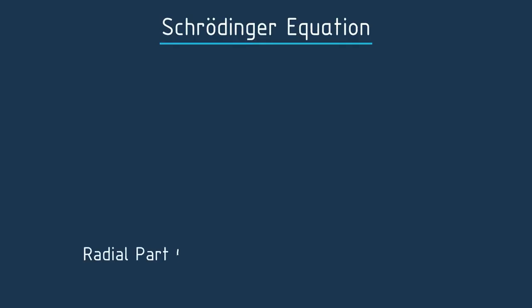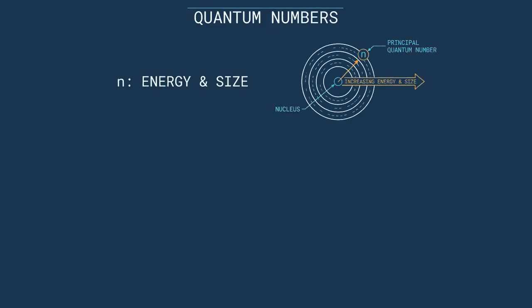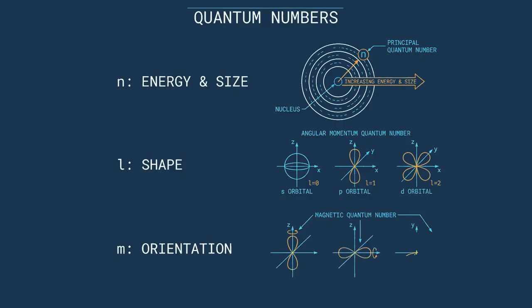The reason orbitals have specific shapes comes from the Schrödinger equation. For a hydrogen atom, the equation separates into a radial part and an angular part. The angular part fixes the shape, while the radial part controls how the probability is spread with distance from the nucleus. This structure is summarized by quantum numbers. The principal quantum number, n, sets the overall energy and size. The angular momentum quantum number, L, sets the shape. The magnetic quantum number, m, sets the orientation in space. Together, they define each orbital.